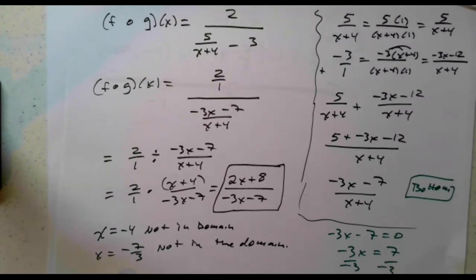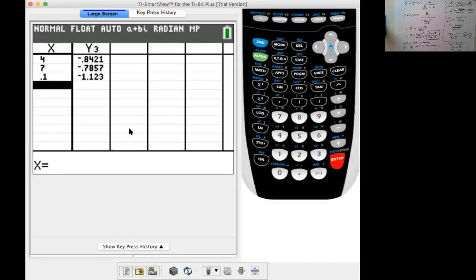How does the calculator see that? -4, is that in the domain? Error, no. How about -7/3? Is that in the domain? No. So that's a way to kind of check your work to see if what you have is reasonable.